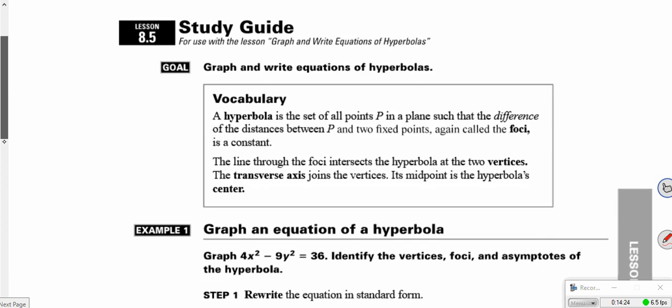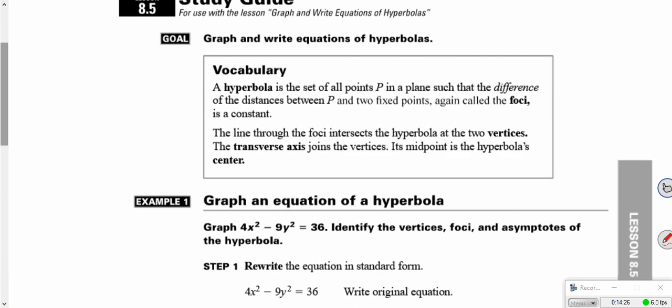Okay, so a hyperbola is the set of all points P in a plane such that the difference of the distances between P and two fixed points, called the foci, is constant. Then they talk about the vertices, and the transverse axis joins the vertices. Its midpoint is the hyperbola's center. For us today, the center is just going to be 0, 0.